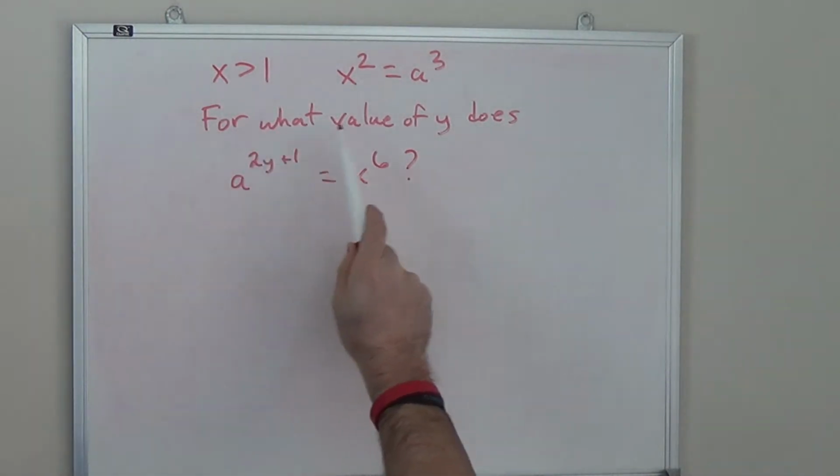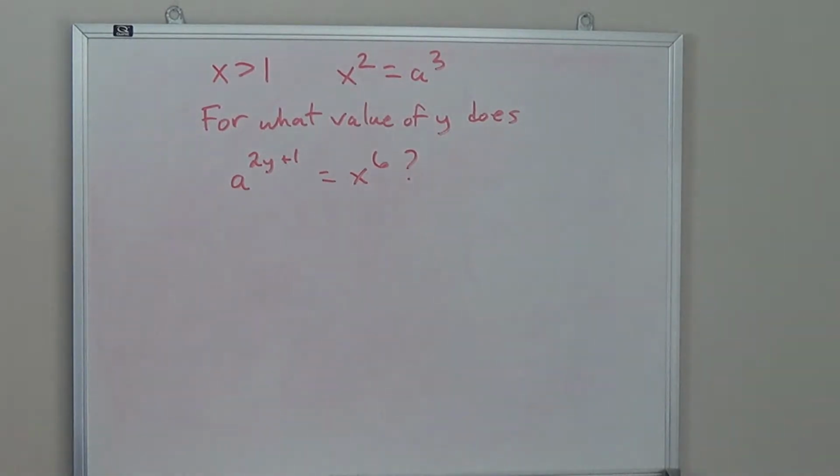x is greater than 1 and x squared is equal to a cubed. For what value of y does a to the 2y plus 1 equal x to the 6th? Alright, so let's just get right into it.